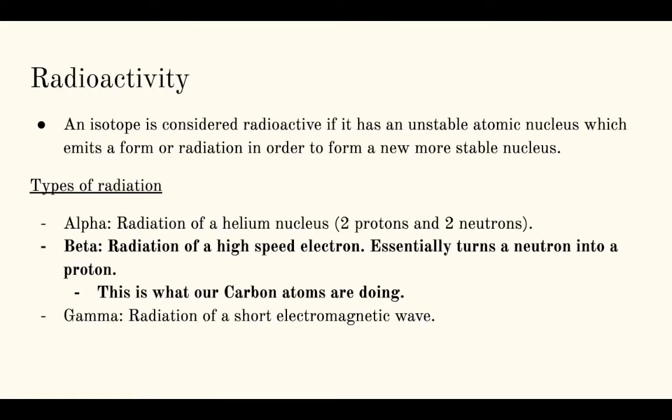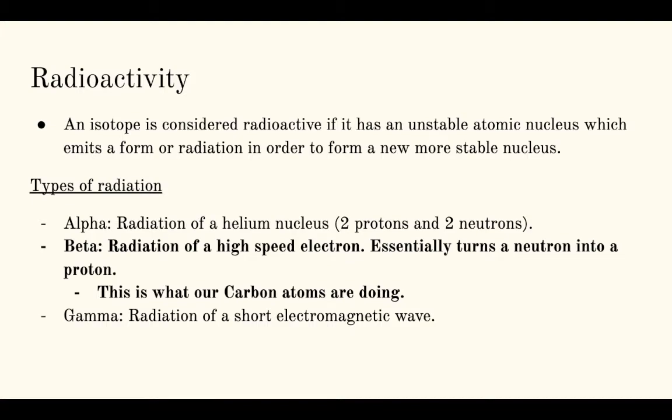So let's talk a little bit about radioactivity. An isotope is considered radioactive if it has an unstable atomic nucleus which emits a form of radiation in order to form a new, more stable nucleus. There are 3 main types of radiation. Alpha radiation is the radiation of a helium nucleus. This happens mostly in larger atoms, which can afford to give away 2 protons and 2 neutrons at a time.